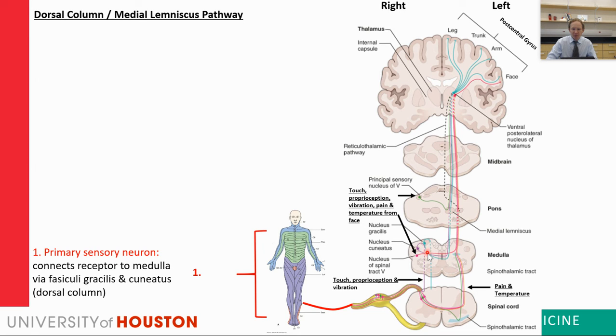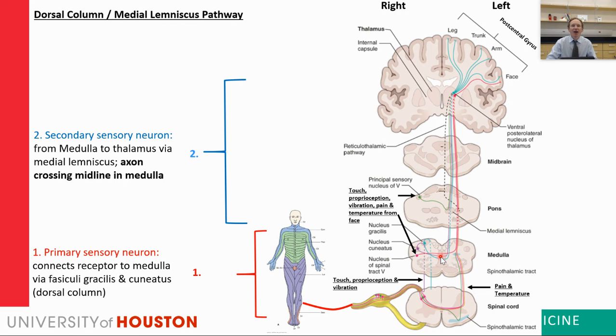The next neuron in this pathway, the secondary somatosensory neuron, takes the sensory information from the medulla here in the brainstem to the thalamus, right here. Very importantly, this neuron crosses to the other side at the level of the medulla. It decussates from the ipsilateral to the dermatome to the contralateral to the dermatome.